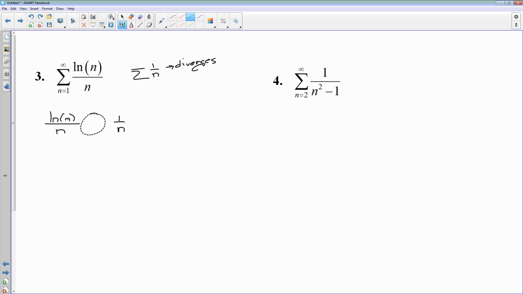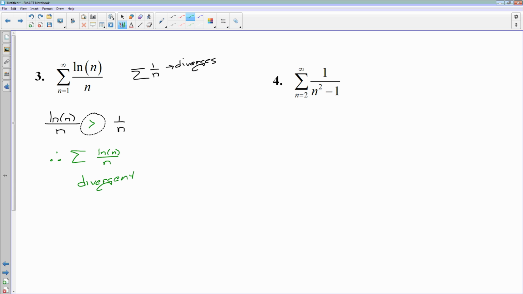Well, when you start off with small values of n, like when n equals 1 and n equals 2, ln of 1 and 2 is actually smaller than 1, but ln of n, as you start plugging in larger and larger numbers for n, if I get to 10 and 20 and 30, the ln of large numbers is much larger than 1, and therefore, if the numerator is larger, this fraction is larger, and I am again larger than a known divergent series, therefore my series ln of n over n is divergent.